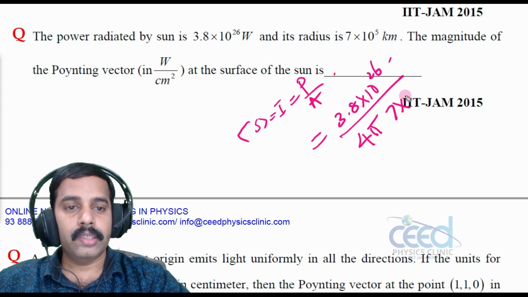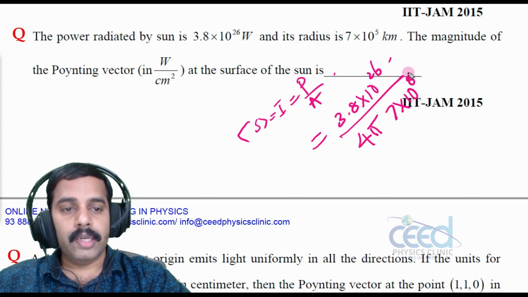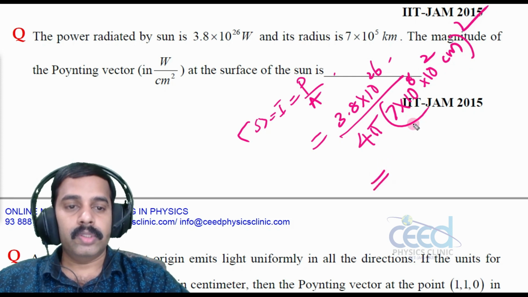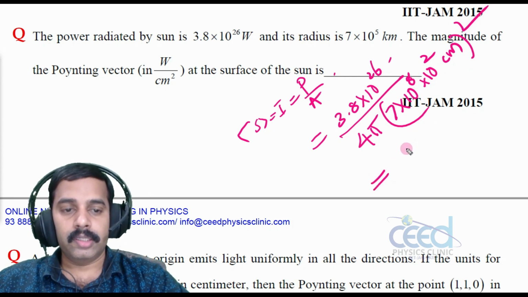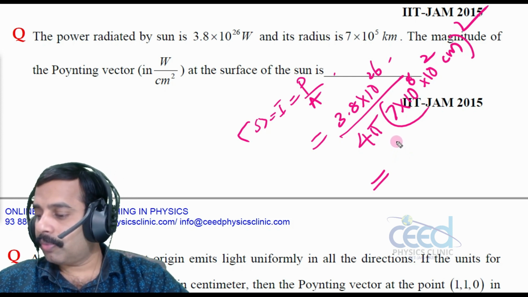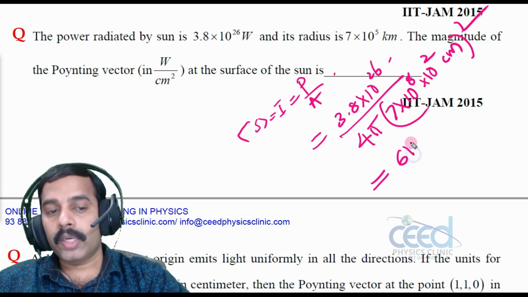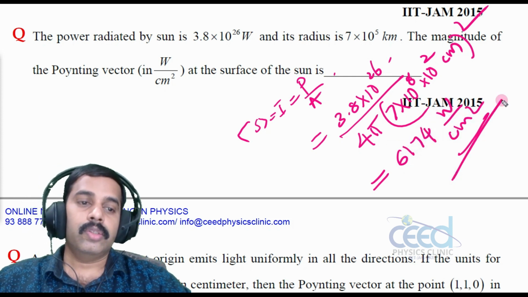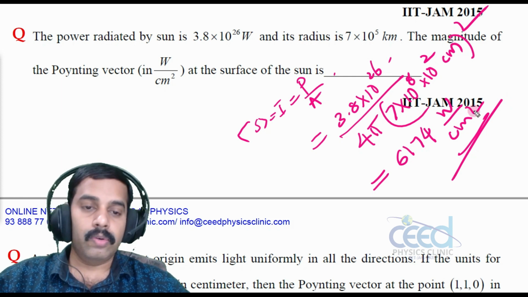10 raised to 8 meter, that much meter. So we can multiply with 100 and then write it in centimeter. So it's whole square. When you do this, you will get the answer, right? The approximate answer is 6174 watt per centimeter square, right? So this will be the answer. All right.